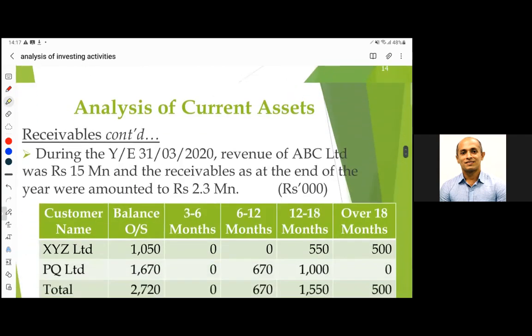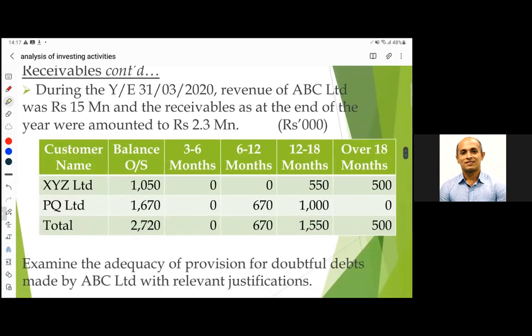So last year, during the year ended 31st March 2020, the revenue of ABC was 15 million. Receivables at the year end were 2.3 million.